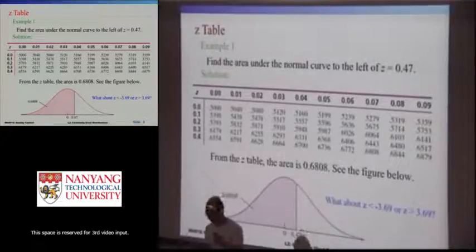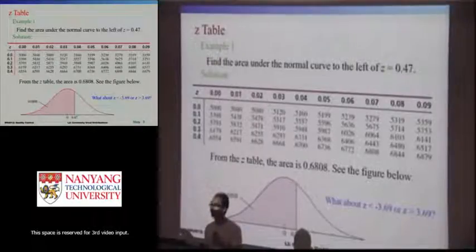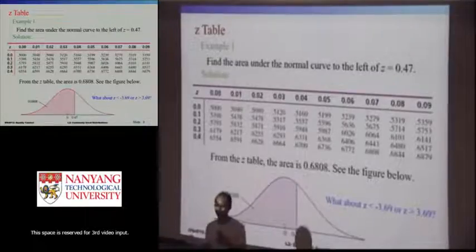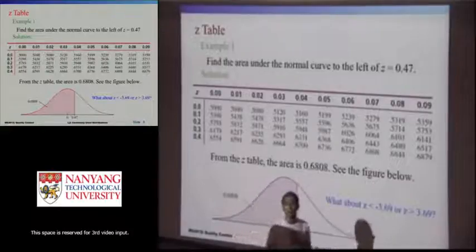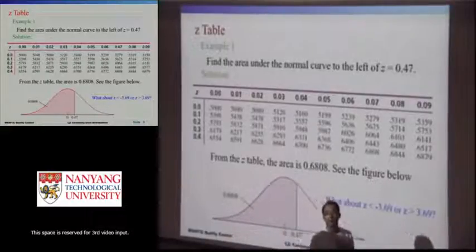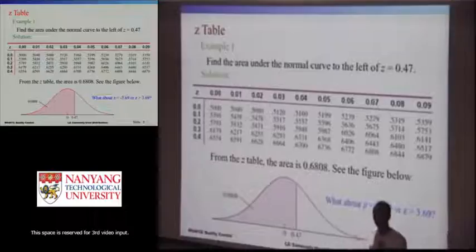On the other hand, if the z value is larger than 3.69, we can see when it equals 3.69, it's already 0.9999, right? When it's larger than this, it's safe to say it equals 1 directly. Okay? Any questions?